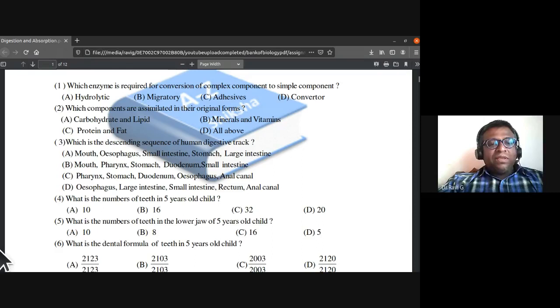So which enzyme is required for conversion of complex component to a simple component? Yes, some of you have given it as A. A few of you have given it as B. Geetika, why is it B?